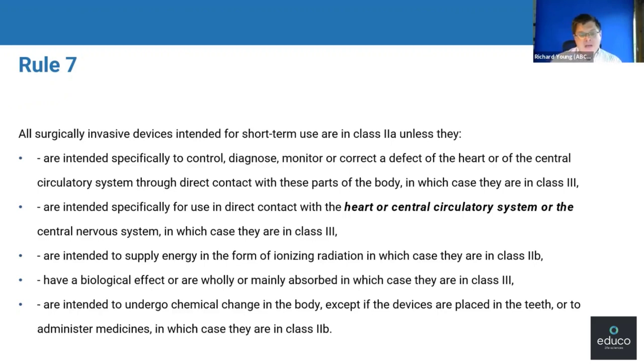And here we have are intended to undergo chemical change in the body, except for devices placed in the teeth or to administer medicines, in which case they are class 2B. So that's saying that things like dental amalgams that actually transform and go solid to make tooth fillings, they're class 2B, not class 3. They're going through a change, but they're seen as a lower risk classification there. So we've got a bit of those sorts of products come into that caveat of a lower classification there.